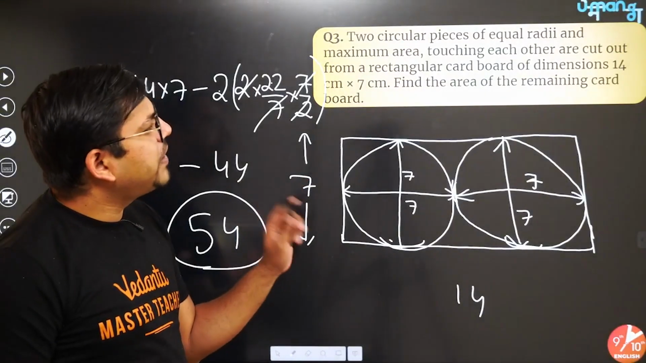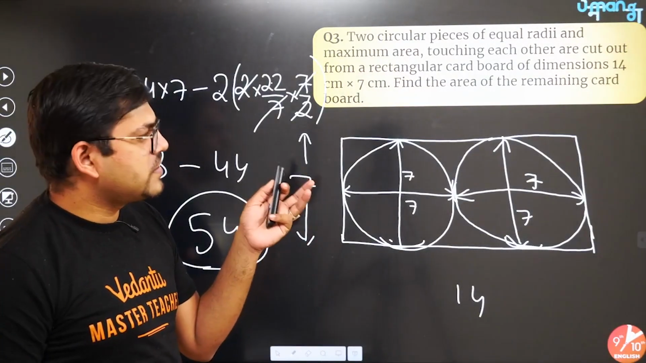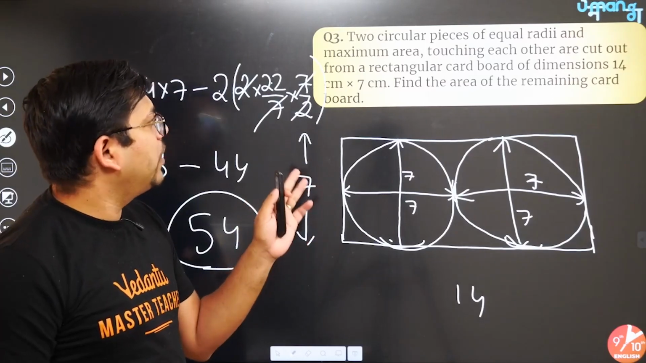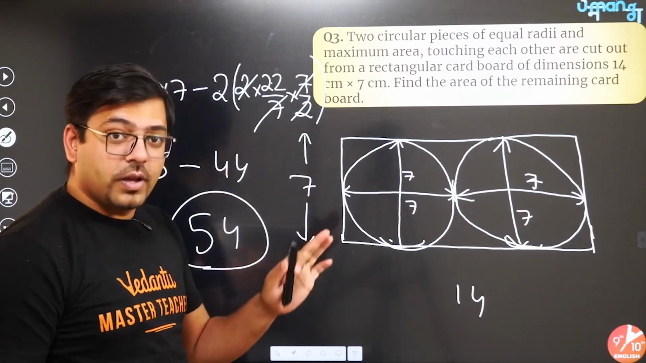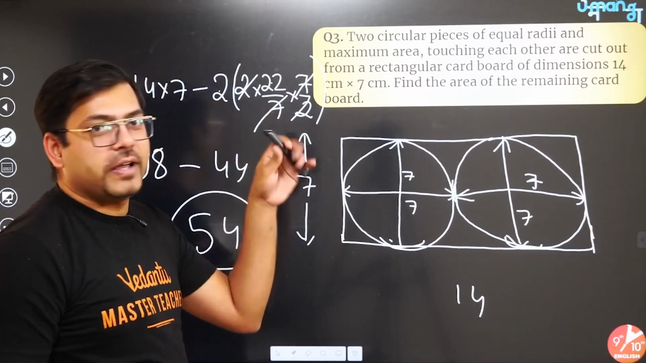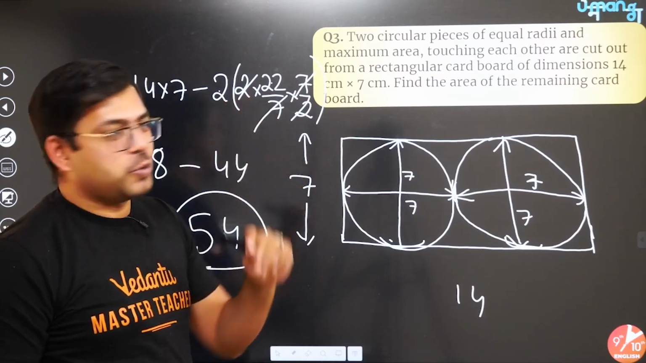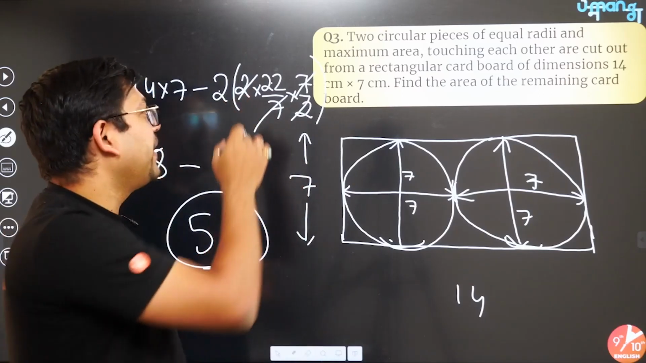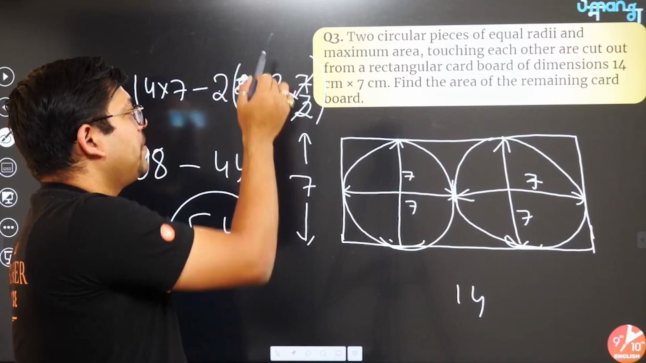How come I'm getting every time some different wrong answers? My bad. I have applied 2 pi r because in the last two questions I was applying 2 pi r. So this is not 2 pi r, it's pi r square. Very sorry for this. Pi r square.